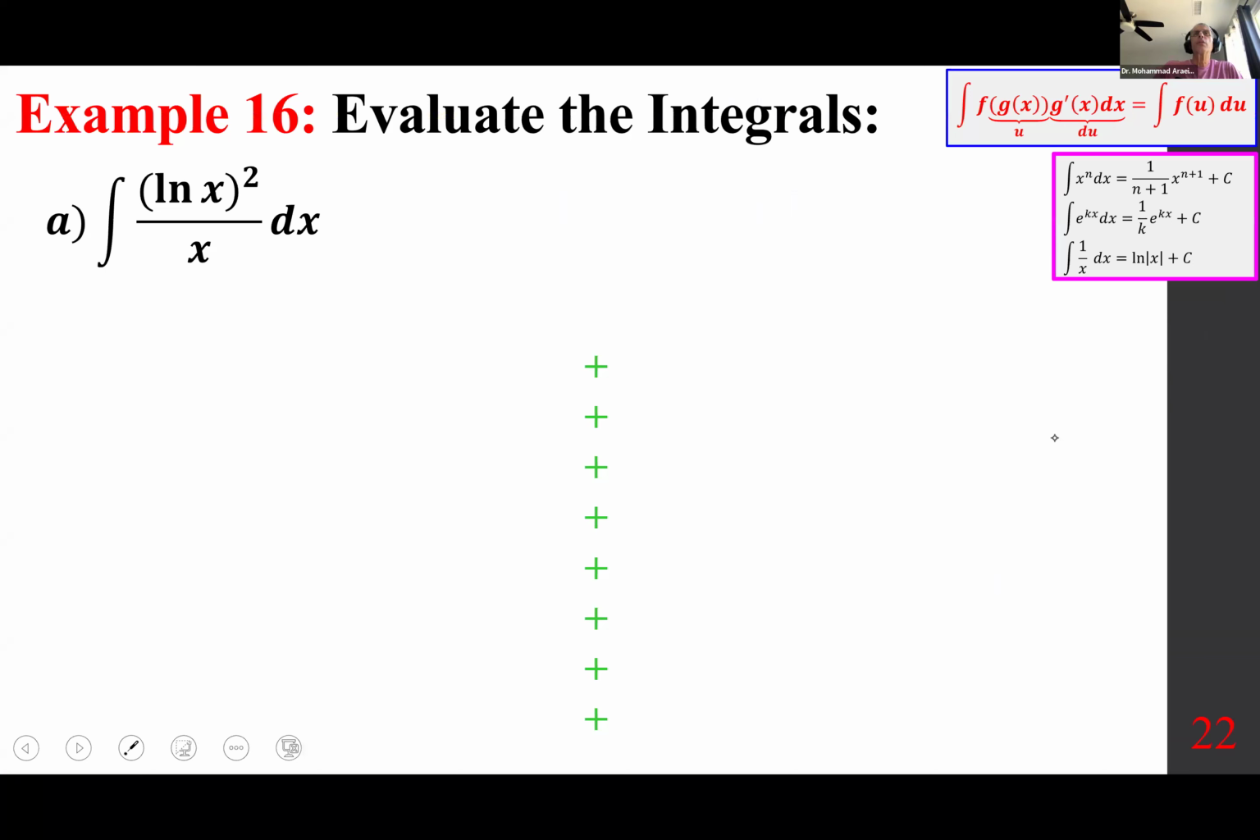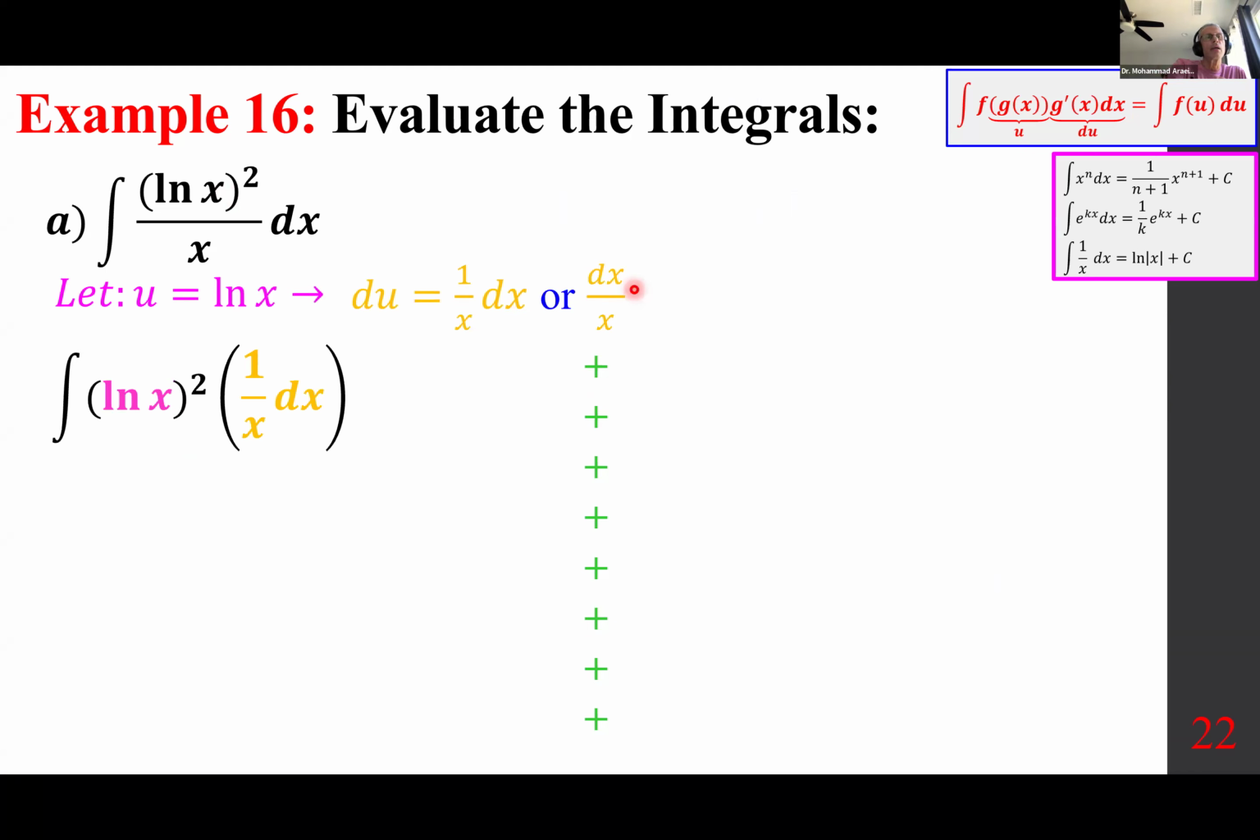All right, so we're going to continue with the substitution method. Anytime we have a ln x, that's a choice of u. Its derivative is 1 over x. Therefore, du is 1 over x dx. There are two formats. We rewrite this so it becomes clear. This is u squared, this is du. We use the power rule, and we get 1/3 u cubed plus a constant. Replace the u, and we are done.